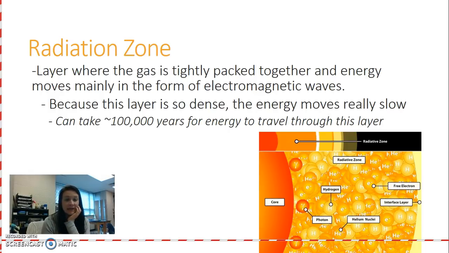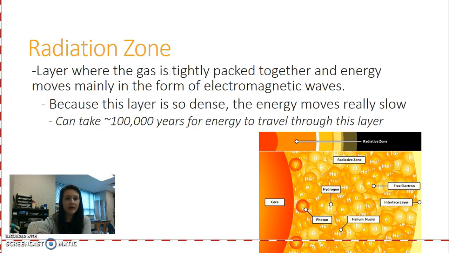So because it's so dense and just jam-packed full of those hydrogen and helium atoms, it slows down the process of the energy getting from the core outward. And so the book even described that it could sometimes take as long as 100,000 years for energy just to travel through this layer alone. So that's the radiation zone.